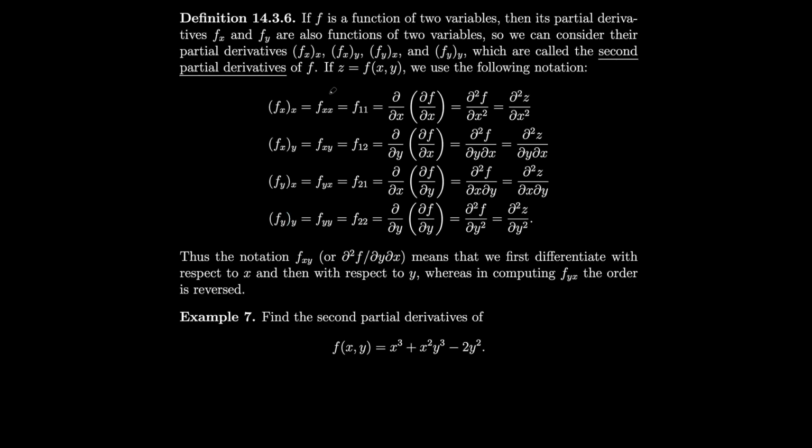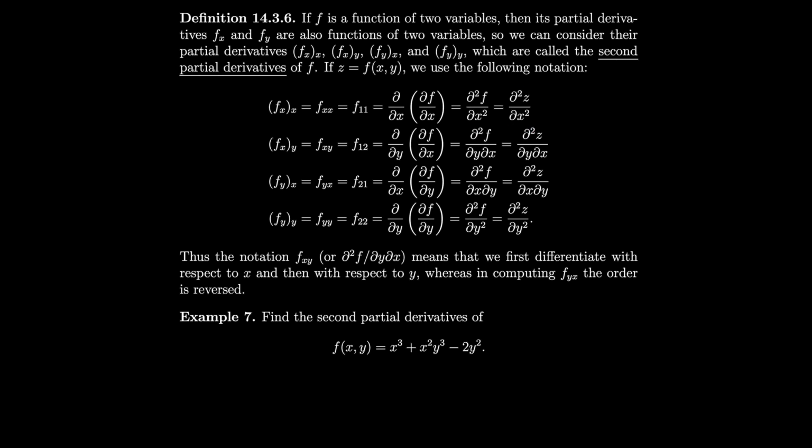We'll write these partial derivatives as either fxx, fxy, fyx, fyy, or we'll apply the partial notation to our partial, or we'll write it as, just like we did d squared y over dx squared, partial squared f over partial x squared, depending on what we want to use.